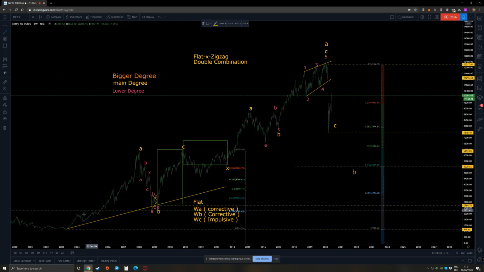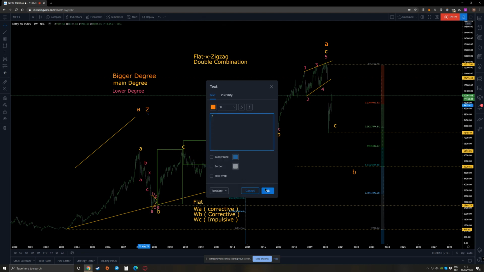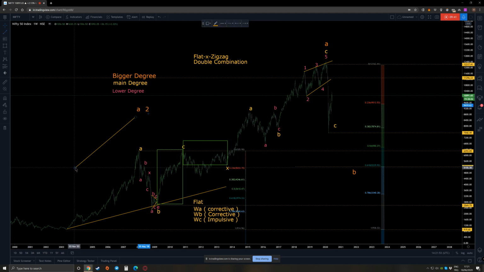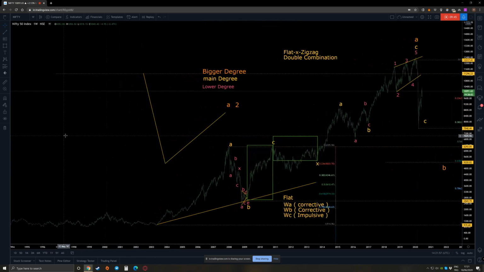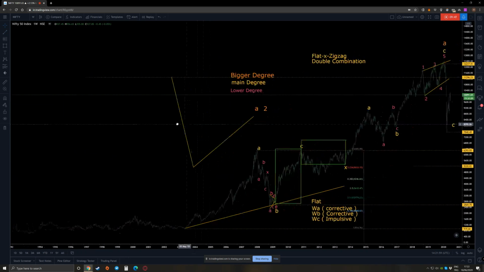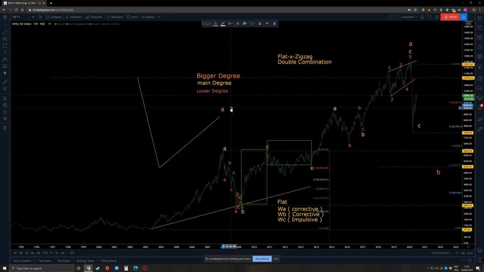Okay, let's take trend line. Now look at this move. This move, I think, is a wave A, because I think something starts from here. Now, can it be a second wave too? Well, it can. But in order to have a second wave, you need a first wave. Do we have this first wave coming from? No, we don't.